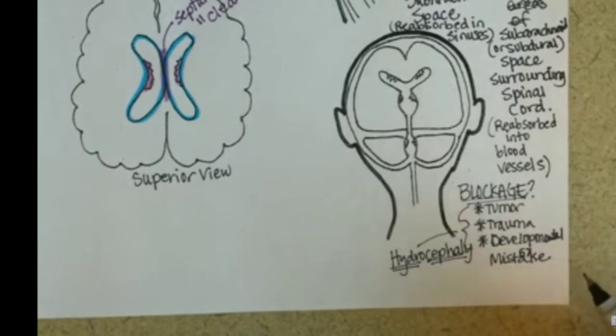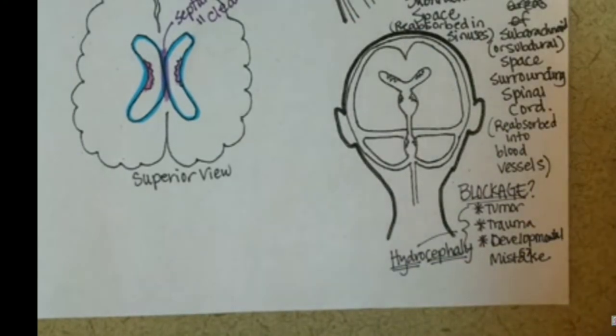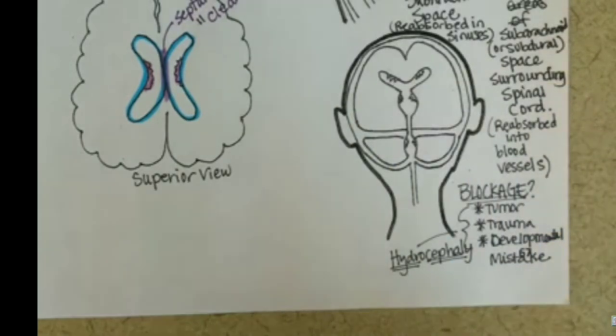And in an adult, that can cause a lot of brain damage. And in a child, it can as well. But luckily, because their skull bones aren't fused, their head will expand in size.